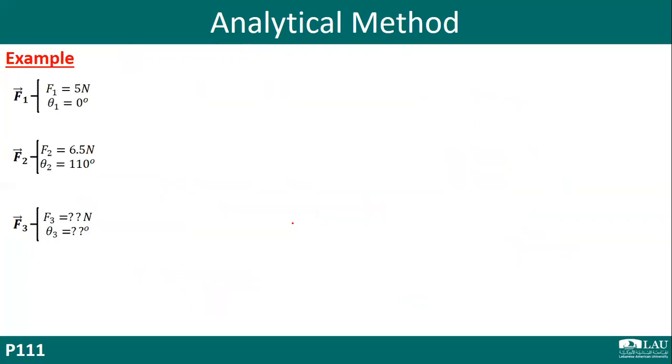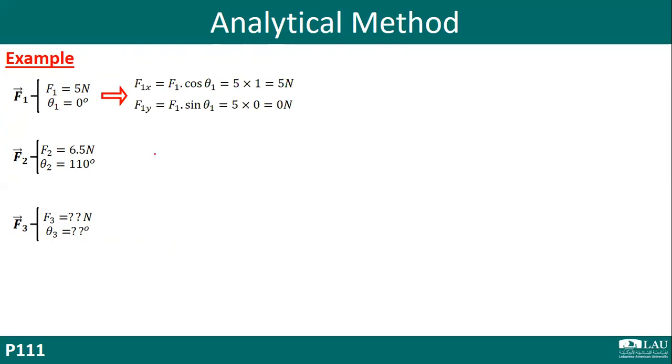Okay. Now let's consider an example. You are going to use the same procedure to solve or to prepare your lab report. We have three forces. Our target is to find F3. F1 has a magnitude of 5 newtons and theta is 0. F2 has a magnitude of 6.5 newtons and theta 2 is 110 degrees. F3, we need to find the magnitude and the direction.